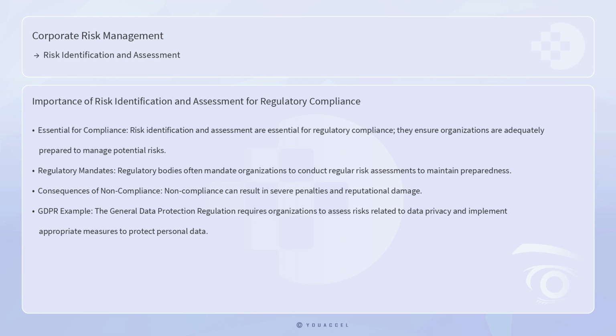Additionally, risk identification and assessment are essential for regulatory compliance. Regulatory bodies often mandate organizations to conduct regular risk assessments to ensure that they are adequately prepared to manage potential risks. Non-compliance can result in severe penalties and reputational damage. For instance, the General Data Protection Regulation requires organizations to assess risks related to data privacy and implement appropriate measures to protect personal data. Failure to comply with these regulations can lead to substantial fines and loss of customer trust.